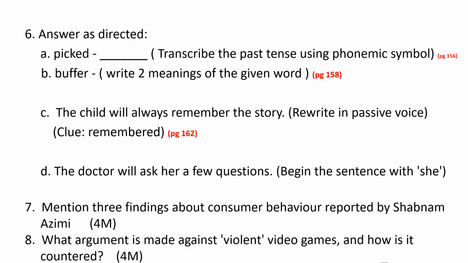Let's move on. So next question, answer as directed. This is sixth question. Picked. Transcribe the past tense using phonemic symbol. So though the ending is ed, the pronunciation will be t, t sound. So learn all the past tense using past tense phonemic symbol, students. They are given on page number 156. Then write two meanings of the given word buffer. So what could buffer mean?